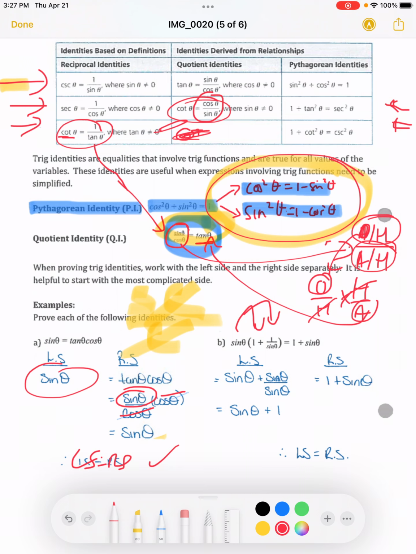You've got a bracket, you've got something in front of the bracket, so multiply it. Sine times 1 is sine. Sine times 1 over sine is sine over sine. Sine over sine is 1, and guess what? That's the right side. So that one's kind of straightforward. You just multiply this times this to get that, this times this to get that. Sine over sine is 1. Sine plus 1 is the same as 1 plus sine.